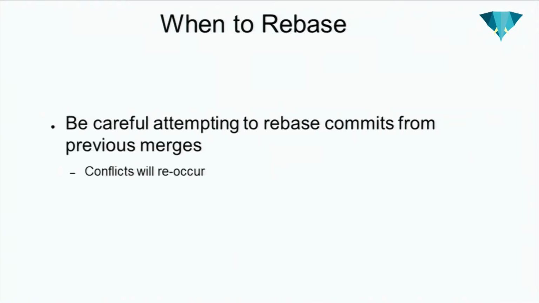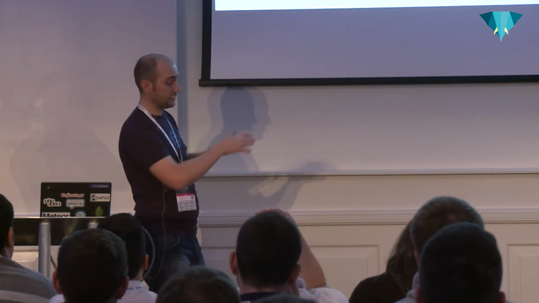Okay, so now a couple of pitfalls. First, be careful attempting to rebase commits from previous merges. What does that mean? Let's say you've done some work, you've done a merge, and there were conflicts, okay, which can happen. You then carry on working, and then you decide that you're not happy, and you go back and you rebase from before that point. Those conflicts that happened before will happen again, because you're doing exactly the same thing again. So be careful of that.